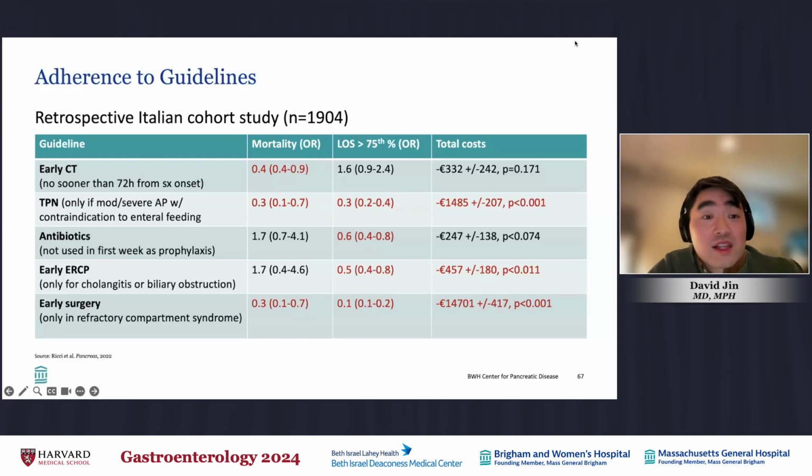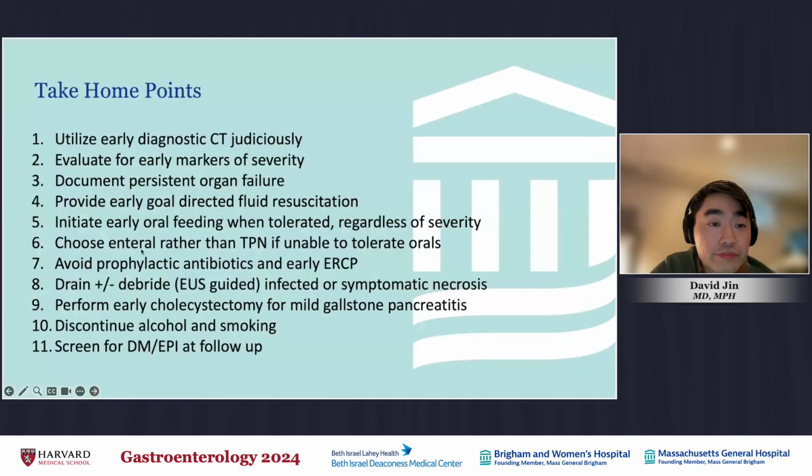So I just want to end with this slide, which helps to summarize a lot of these management strategies, and also to prove that these guidelines actually matter. So when it comes to things like, should we perform early diagnostic imaging? Should we be avoiding TPN and antibiotics and early ERCP and early surgery? You'll notice that, at least in this one study, a lot of these different guidelines were associated with reduction in mortality, reduction in length of stay, as well as overall reduction in total costs.